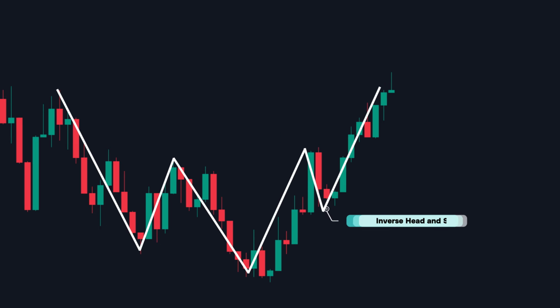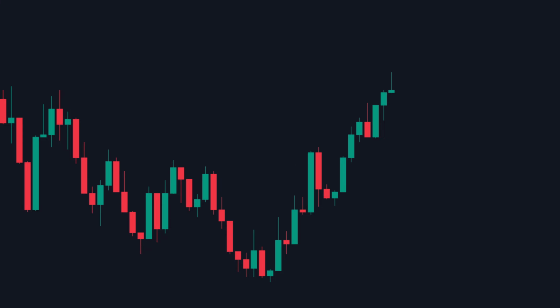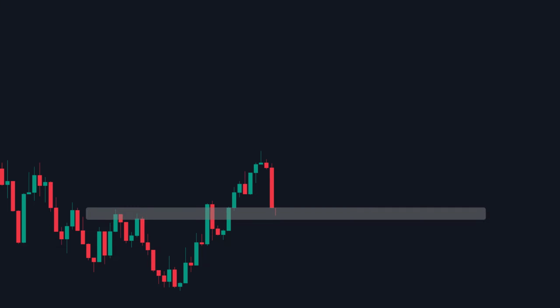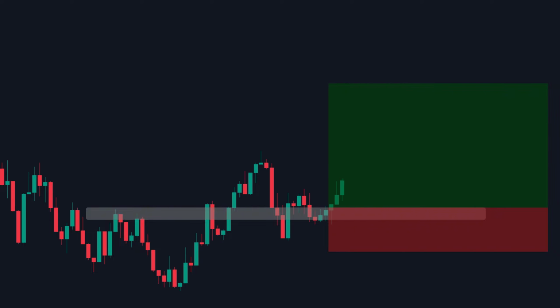On the 5-minute time frame, an inverse head and shoulders pattern appeared, indicating a bullish reversal. For entry, enter on a pullback to the neckline, place your stop loss below the right shoulder and aim for a risk to reward ratio of at least 1:2 to maximize potential gains.